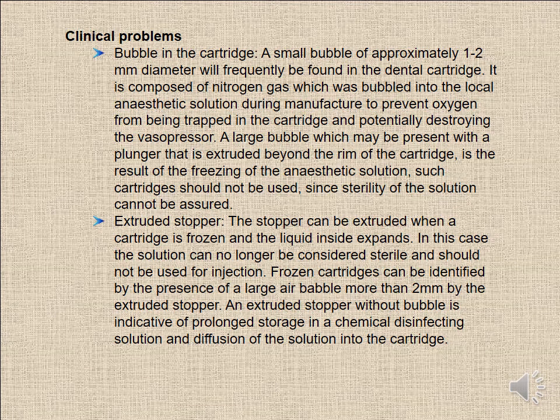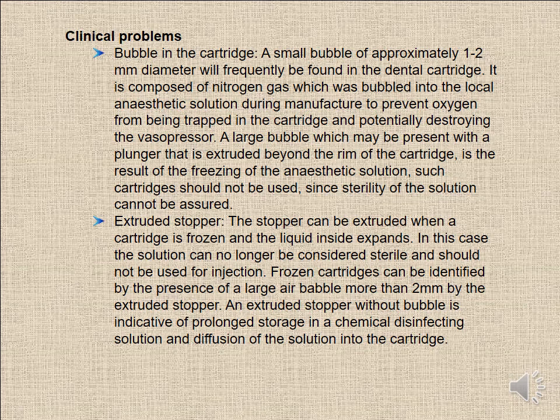The clinical problem of the cartridge. Bubble in the cartridge. A small bubble of approximately 1 to 2 millimeter diameter will frequently be found in the dental cartridge. It is composed of nitrogen gas which was bubbled into the local anesthetic solution during manufacture to prevent oxygen from being trapped in the cartridge and potentially destroying the vasopressor.